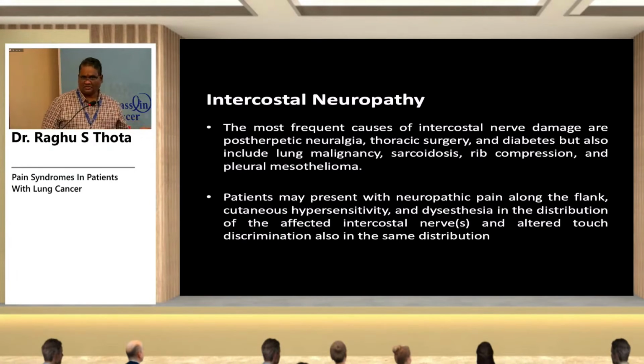Most of the patients on chemotherapy are immunosuppressed and very prone. Almost 15 to 20% of patients on chemotherapy get herpes infection and post-herpetic neuralgia. It can happen because of thoracic surgery, but also lung malignancy, rib compression, and pleural mesothelioma are the commonest things which can cause this. They present with neuropathic pain and cutaneous hypersensitivity. These are classical neuropathic pain symptoms, with altered touch discrimination in the same distribution, that is allodynia, hyperalgesia, hyperpathia, all these things.